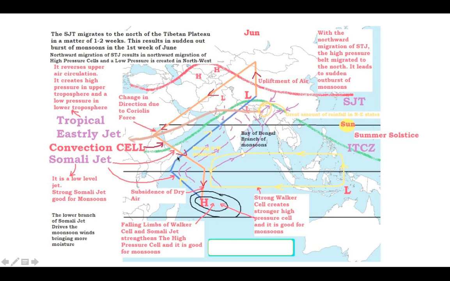Now why is it sinking over here? What is the reason? It's all because of Buys Ballot's law. If there is a low pressure on the earth's surface, that means there must be a high pressure in the upper atmosphere.